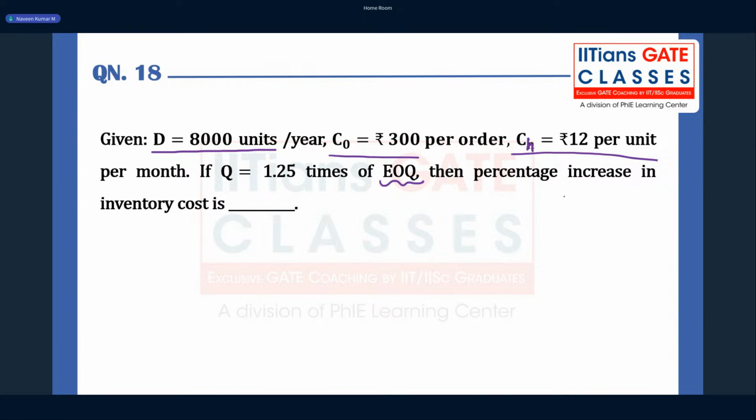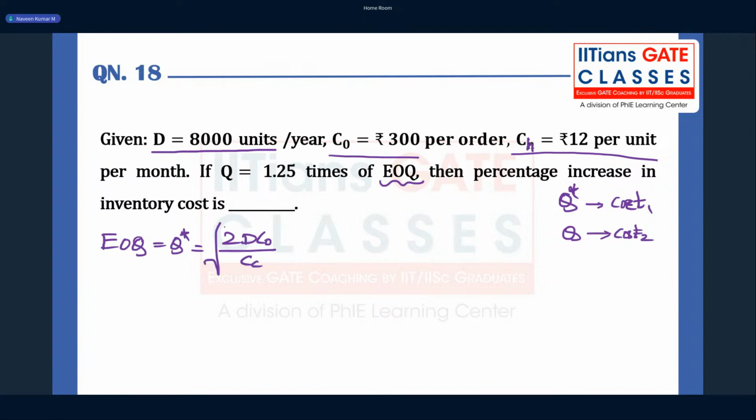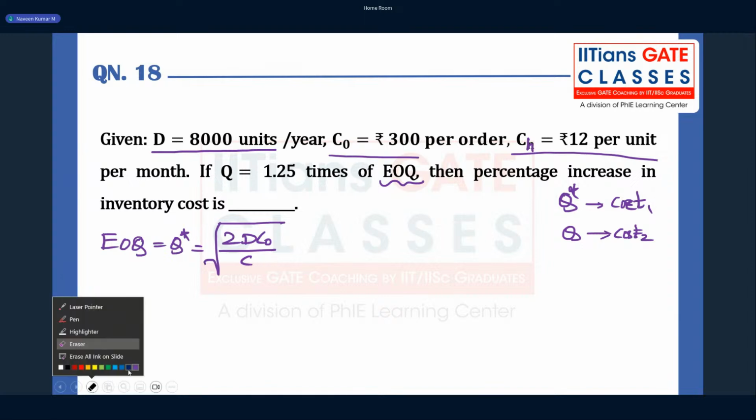What they are doing. So for EOQ or maybe some Q star, we have some cost 1, right? And they're saying at Q, there is some cost 2. So they're asking what is the percentage of increase from cost 1 to cost 2. Simple question, right? So for that, first we have to find out the value of EOQ. What is the value of EOQ? EOQ or Q star, whatever I say, is nothing but the square root of 2D C naught by CC, or CH. Let me write CH because I use carrying cost, but holding cost also is the same one.